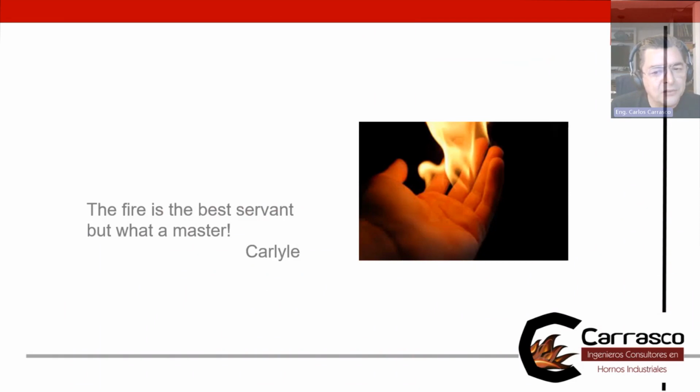So the first thing we have to know about the furnaces is when they are heated with combustion. Let's talk about combustion because that's a key point. This British poet said the fire is the best servant, but what a master. When you fire the furnace, it starts to destroy itself because of the temperature. So you have to be always on top of the furnace, trying to control the deterioration caused by the combustion itself and the temperatures the furnaces are exposed to.